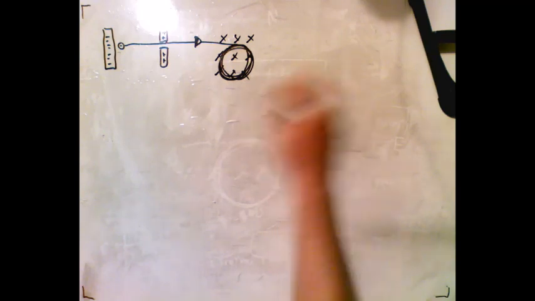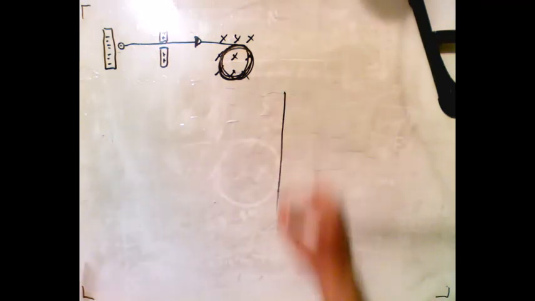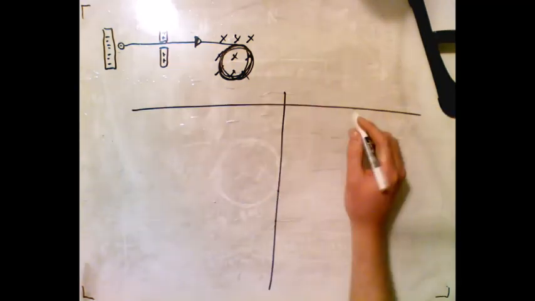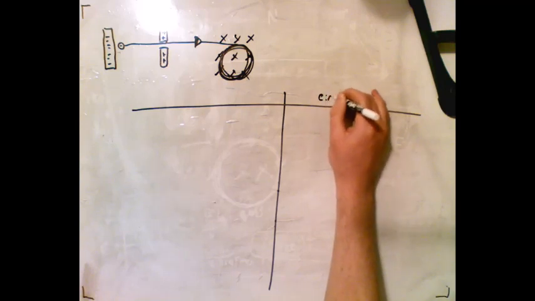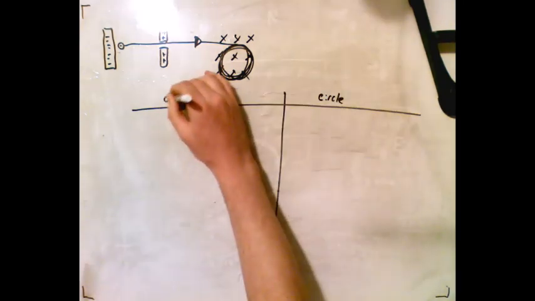So what we're trying to find is the electron's radius. There are two different parts to this question. So let's break this into two parts: the circle and the acceleration.